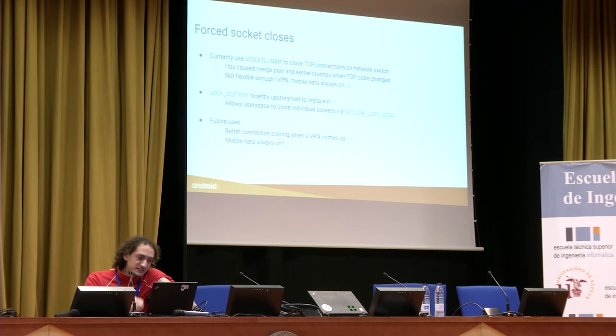So we recently upstreamed sock destroy, and we can now kill individual sockets, which is actually quite useful for things like better connection closing. When a VPN comes up, you want the connections that are now dead in the water, because everything is forced through the VPN, to be closed so that the app can reestablish them. And things like mobile data always on: you want to keep mobile data up in the background but not actually use it, so that the user doesn't spend money. Then you can close those TCP connections and give unprivileged apps no access to the cell network interface, and then you can actually keep the mobile data connection always on.